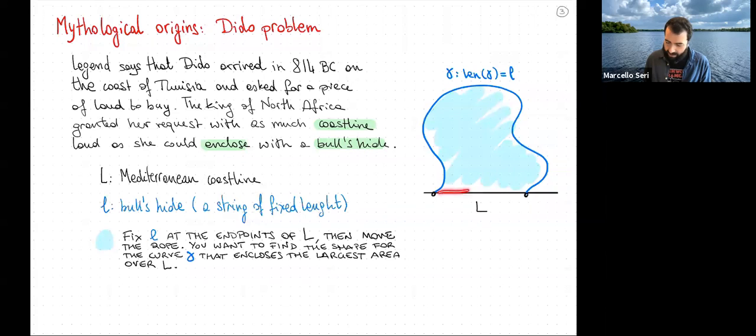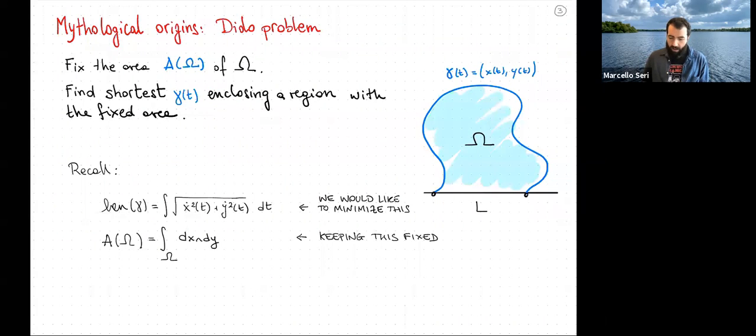So we have our coastline. We have a rope that is touching the coastline at 2 fixed points. And now we want to move this rope so that we can get as much land as we can. So let's give names to these things. Let's call omega whatever shape is enclosed by the land line and the curve. Let's call gamma of t this curve, so that we can imagine walking along the curve and describe it as we walk along.